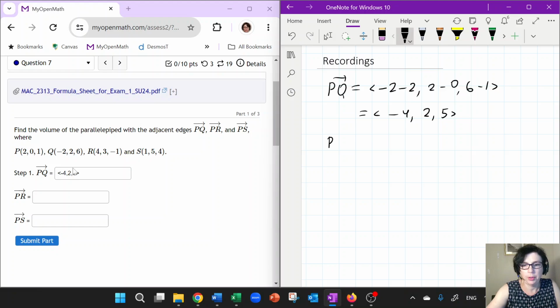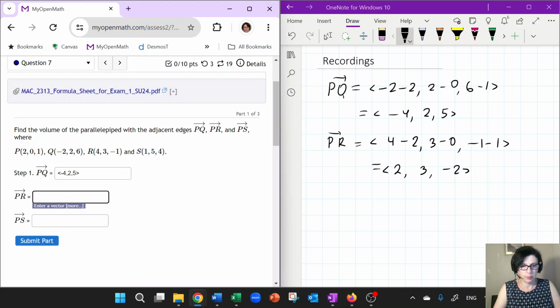For vector PR, we're gonna subtract the coordinates of P from R, so that would be 4 minus 2, 3 minus 0, -1 minus 1. So it looks like that's 2, 3, and -2. So let's put that in here.